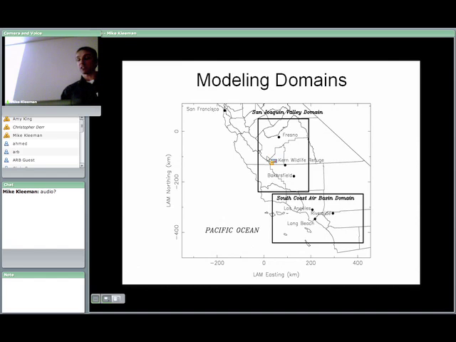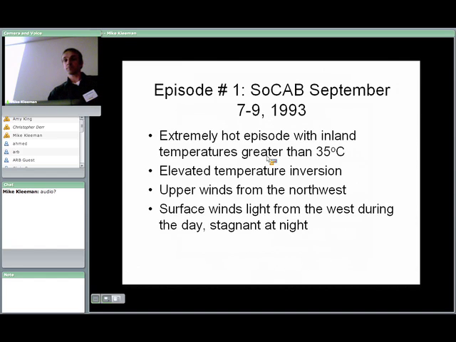There's going to be a lot more people in Central California than there is right now. I'm going to look at historical episodes. And the first part of what I'm going to talk about is just looking at historical episodes and saying, what if the temperature would have been warmer? What if this would have happened? What if that would have happened?